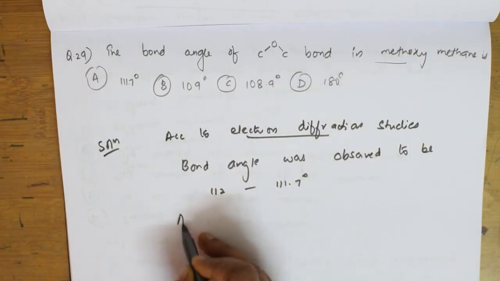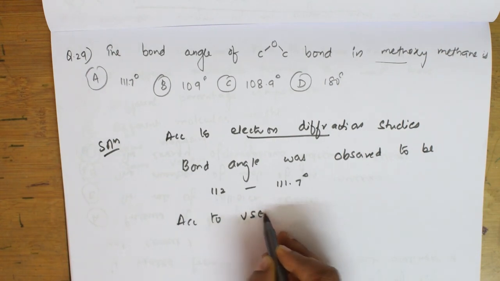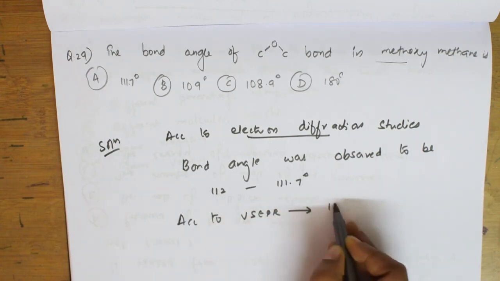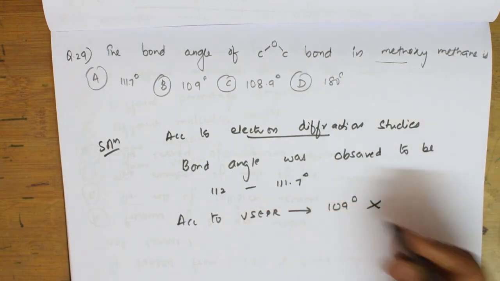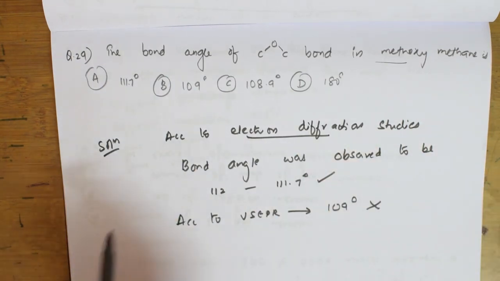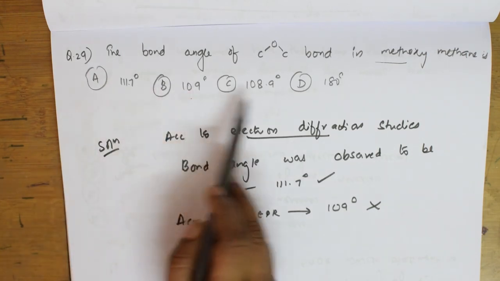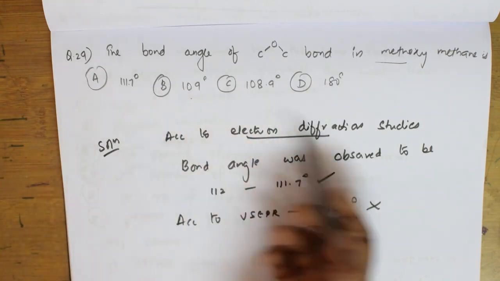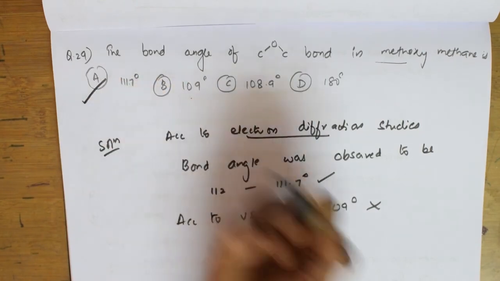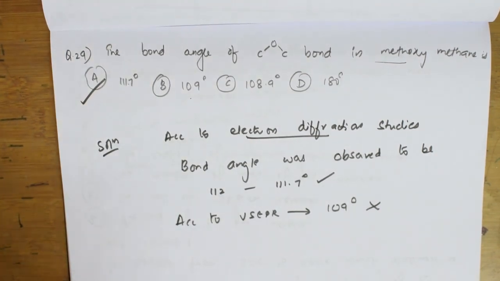According to VSEPR, it would be, as I told you, tetrahedral arrangement. Tetrahedral 109, but this is wrong. Here 111.7 is the correct answer. So according to electron diffraction studies, 109 is for tetrahedral, 180 is for linear, isn't it? Like that. So here methoxymethane, the correct answer is 111.7. So don't get confused, students. Right. So now let's come back and do the next question.